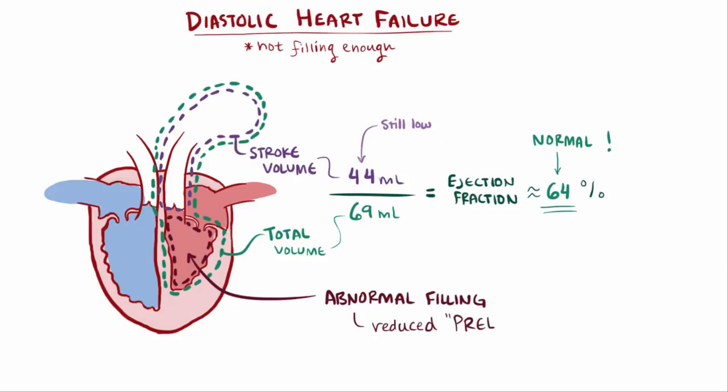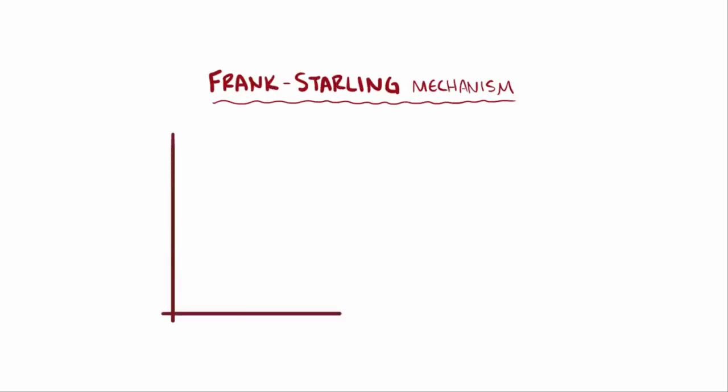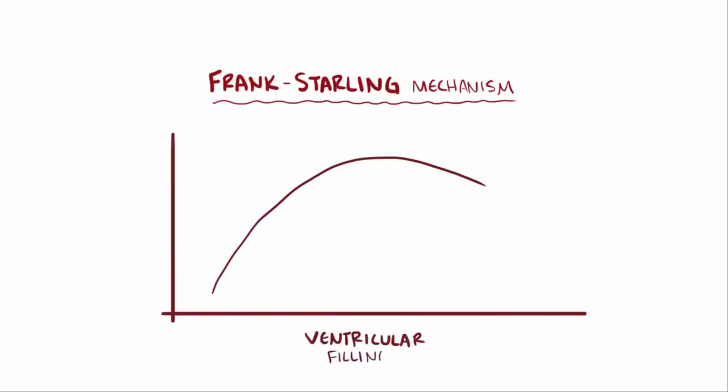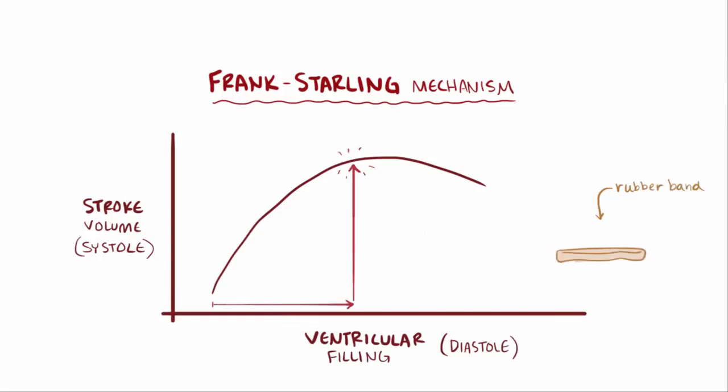Another term for this is having a reduced preload, which is the volume of blood that's in the ventricle right before the ventricular muscle contracts. An important relationship between systolic and diastolic function is the Frank-Starling mechanism, which basically shows that loading up the ventricle with blood during diastole and stretching out the cardiac muscle makes it contract with more force, which increases stroke volume during systole. This is kind of like how stretching out a rubber band makes it snap back even harder, except that cardiac muscle is actively contracting, whereas the rubber band is passively going back to its relaxed state.